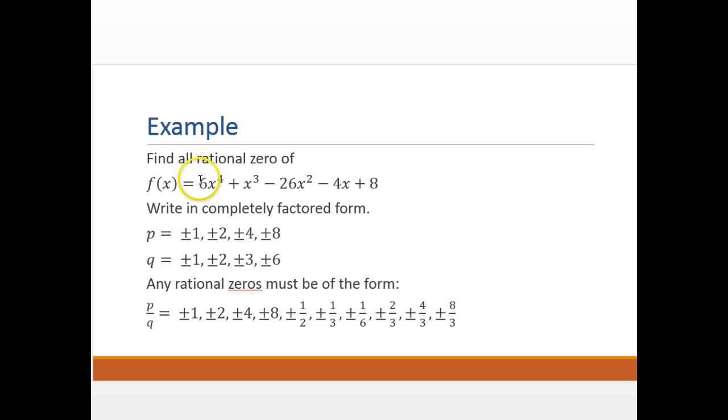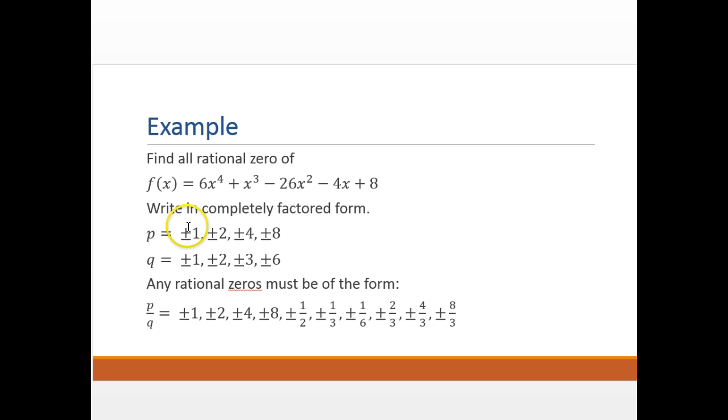The q's are all the factors of the leading coefficient, which is 6, which are plus or minus 1, plus or minus 2, plus or minus 3, plus or minus 6. So any rational zeros must be of the form p over q. So I simply write 1 over 1 is plus or minus 1, 2 over 1 is plus or minus 2, 4 over 1 is plus or minus 4, 8 over 1 is plus or minus 8.